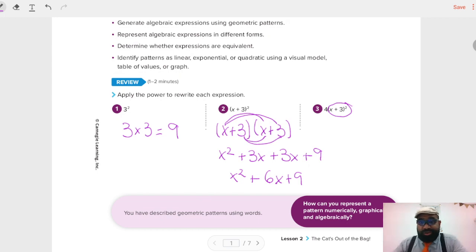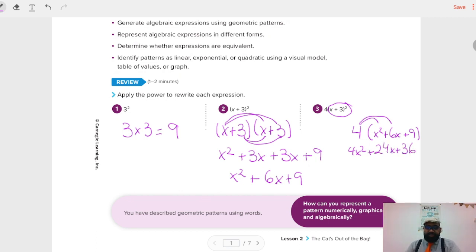Guys, can you see here the number 3 is the same? x plus 3 to the second power. Then we don't need to solve again. We did already before. What do we need to do? Just multiply by 4 everything in parentheses. Let's multiply by 4 everything, which is x squared plus 6x plus 9 times 4: 4x squared, 24x, and 36. Great, this is the first.